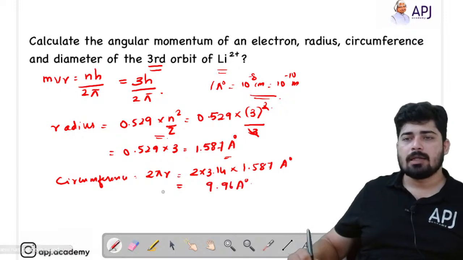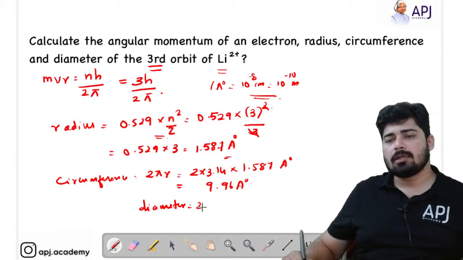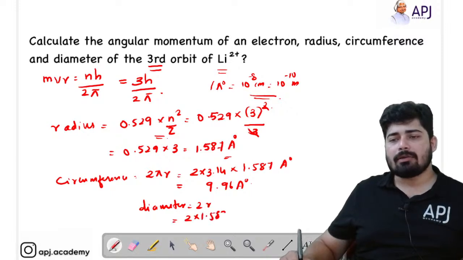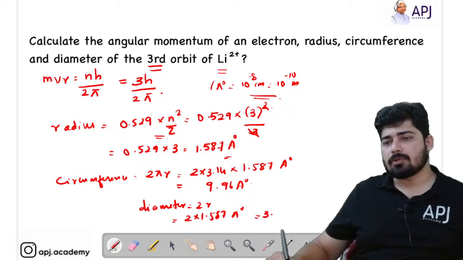Right. Now the third one is the diameter. We know that diameter is equal to 2r, that is equal to 2 into 1.587 Armstrong. That means it is equal to 3.174 Armstrong.